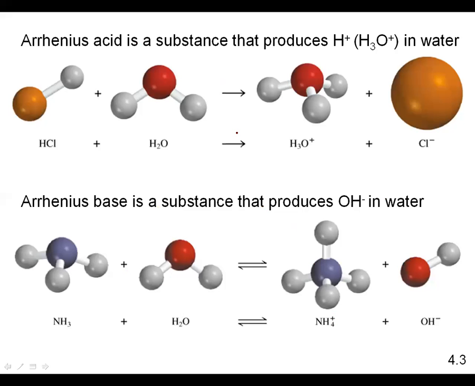So let's talk about general definitions of an acid and base. The Arrhenius definition, from someone who did a lot of work with electrolytes, says that an acid is basically a substance that produces H plus or H3O plus in water. That is free H plus or H3O plus in water. So something that's able to produce free H plus in a solution is considered an acid.